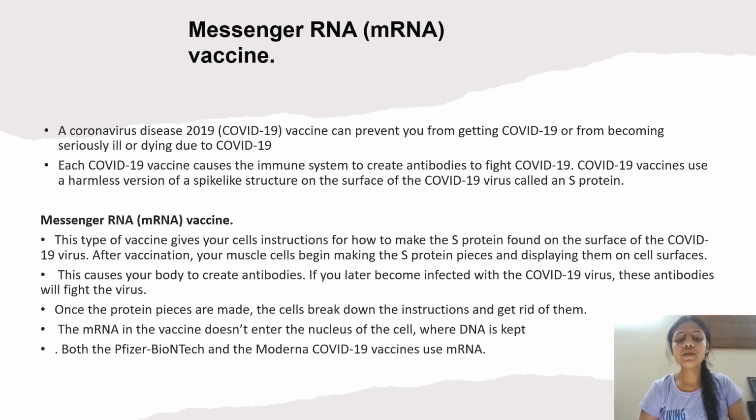After vaccination, your muscle cells begin making the S protein pieces and displaying them on cell surfaces. This causes your body to create antibodies. If you later become infected with the COVID-19 virus, these antibodies will fight the virus. Once the protein pieces are made, the cells break down the instructions and get rid of them. The mRNA in the vaccine doesn't enter the nucleus of the cell, where DNA is kept. Both BioNTech and Moderna were the first vaccines introduced to tackle COVID-19.